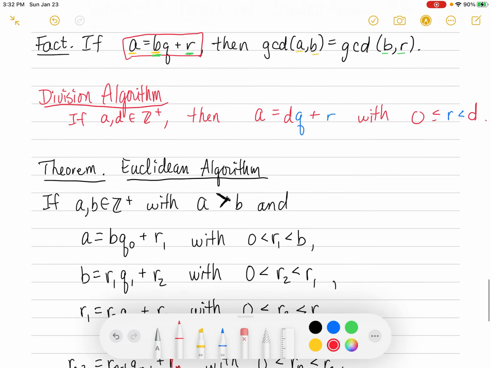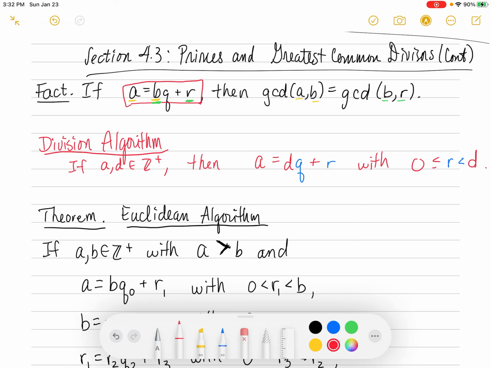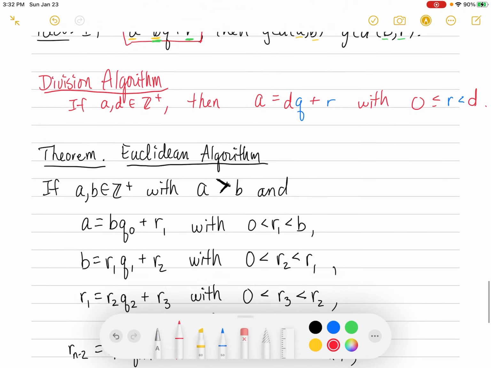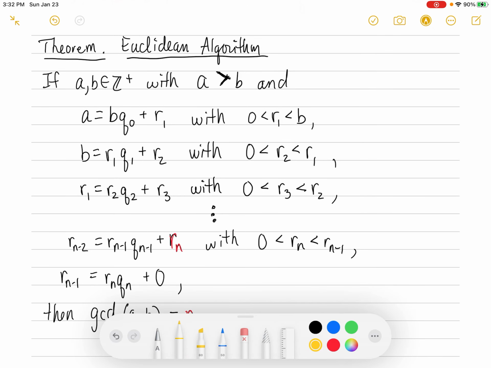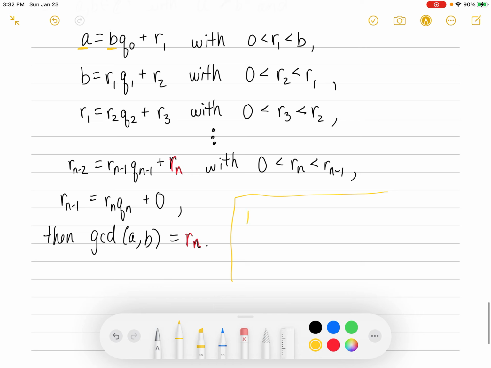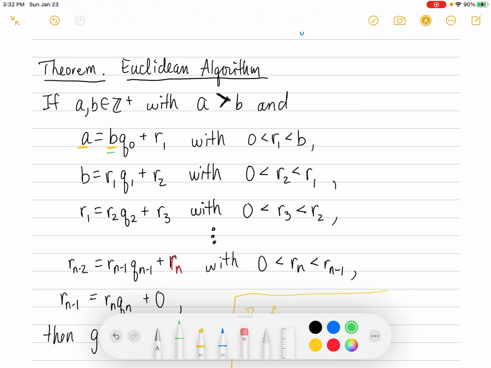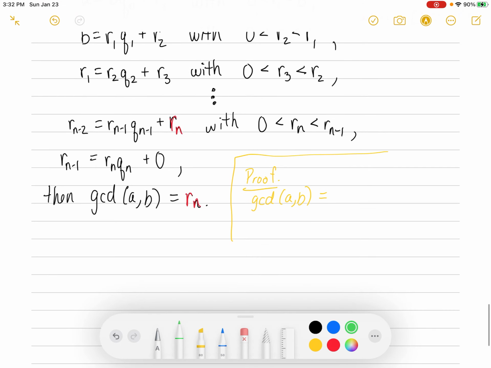Now let's think through this. Why is that the case? Why must it be that last positive remainder? Well, if you go back and you look at our fact at the top, it says that the GCD of A and B is the same as the GCD of B and R. So if we apply that to what we have here, let me write this down here to the side. This is kind of a little proof of our theorem. The GCD of A and B must be equal to the GCD of B and R1, right?